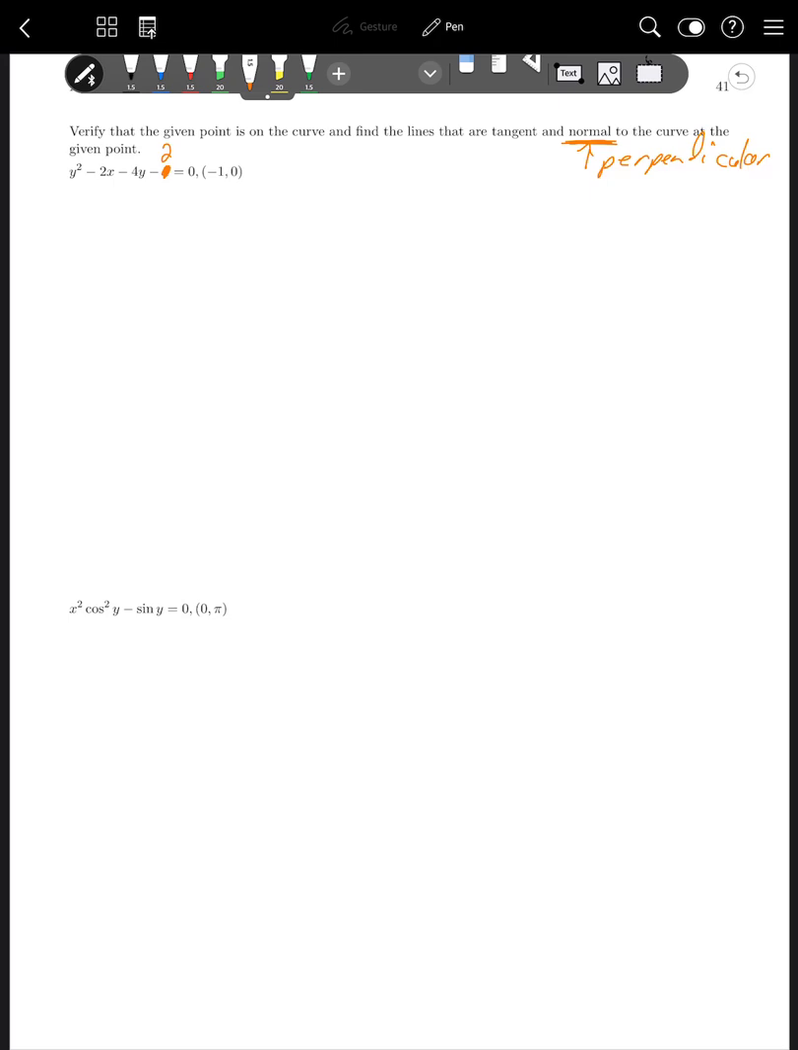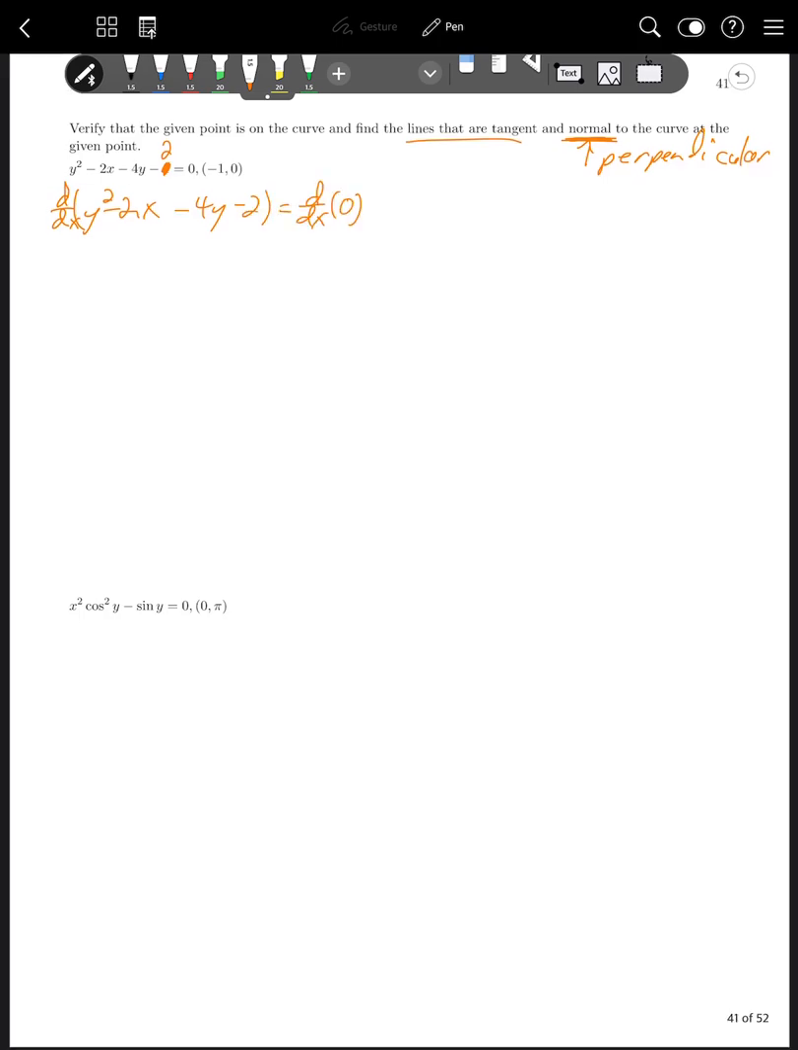So now we're good. So what you have to do to find that out is you first have to find the slope of the line that are tangent. So that means find the derivative. So take the derivative of both sides. Okay. So this will be the derivative of y squared is 2y dy/dx. Derivative of negative 2x is negative 2. Derivative of negative 4y is negative 4 dy/dx. And the derivative of negative 2 is 0. Derivative of 0 is 0.